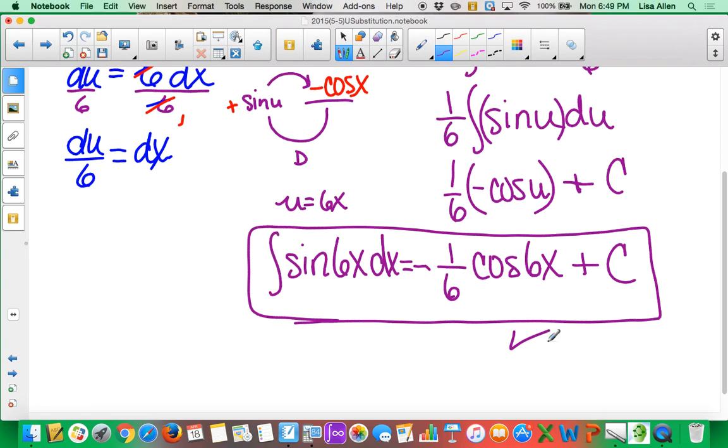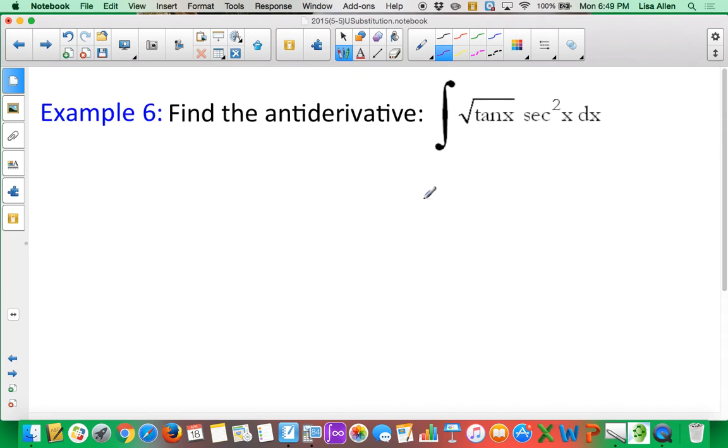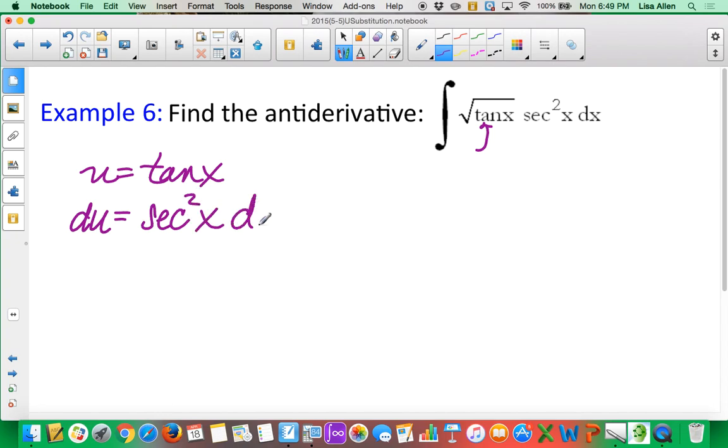Okay, I'm going to put them on hold for just a minute and finish one more example. Find the antiderivative. Hopefully you can see in this problem that we have an inside and an outside function. The inside function is, of course, tan. So I'm going to say let u equal tan x, and then du is equal to secant squared x dx. And I look and I have the whole enchilada, if you will. So I've got secant squared x there.